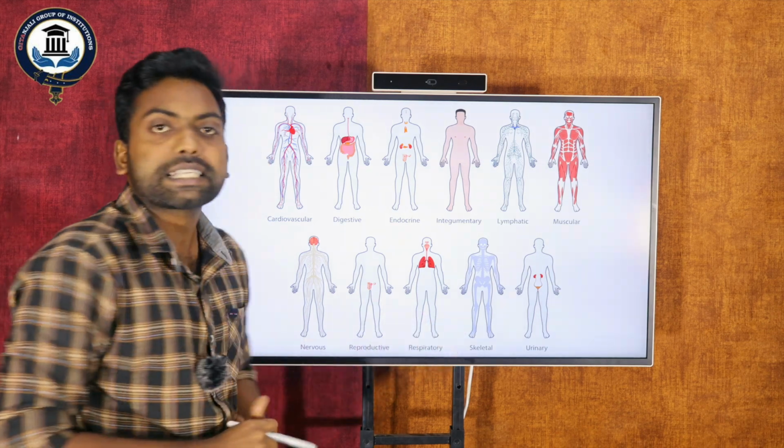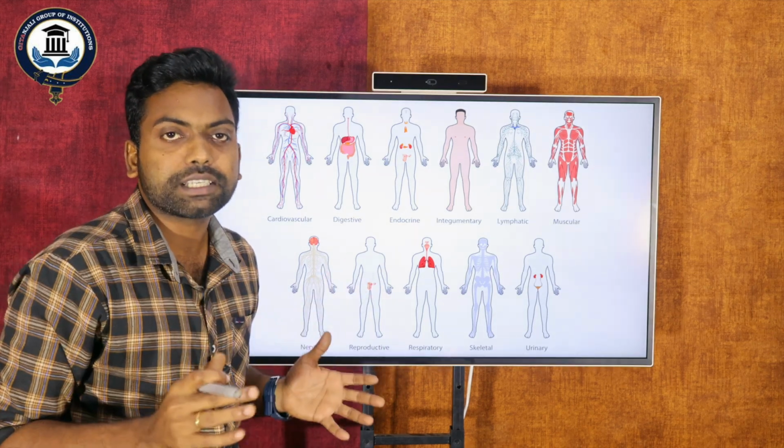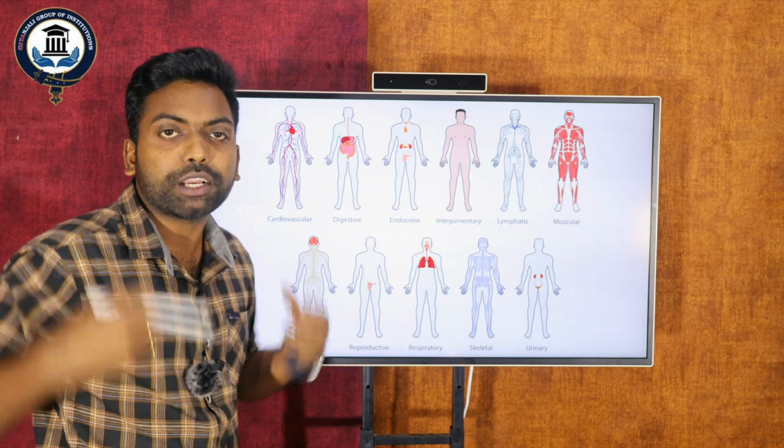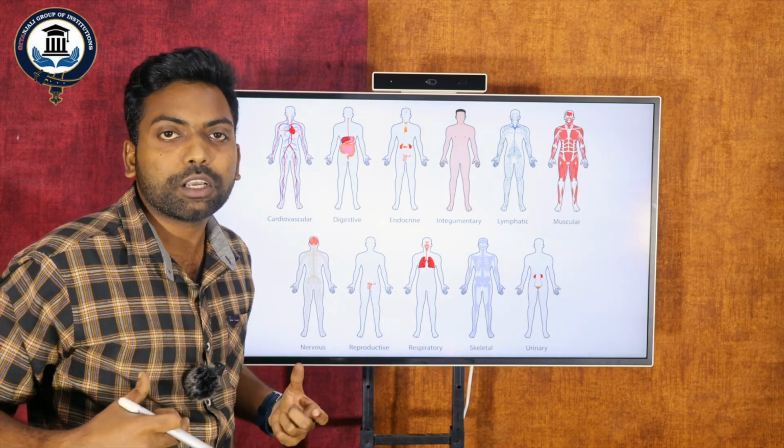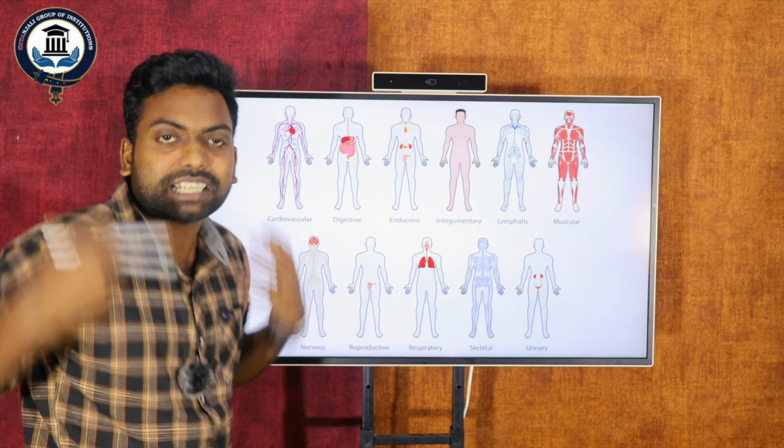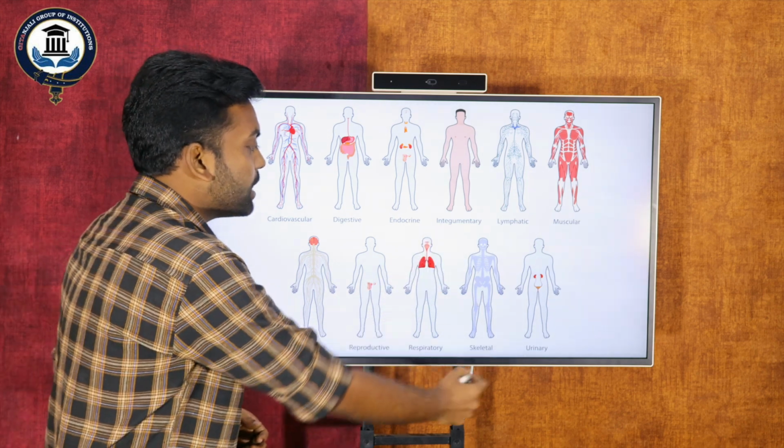And next one is the skeleton system. We know that the skeleton is nothing but the bones and the joints. So only the skeleton is giving the structure of the human body. So that is the skeleton system.